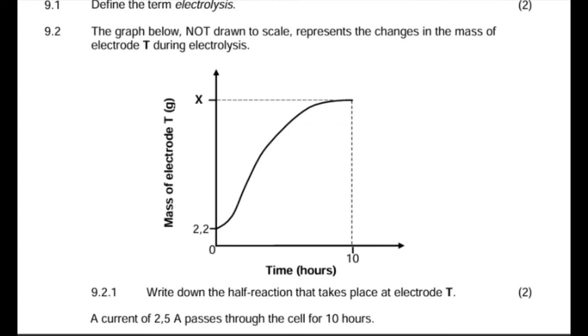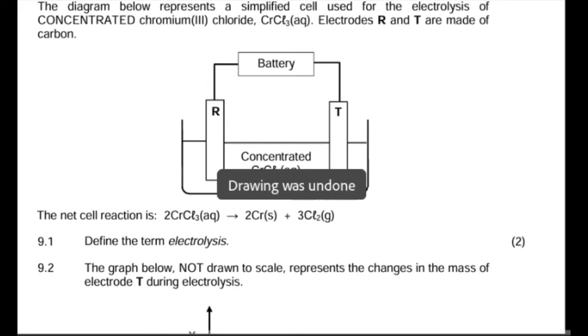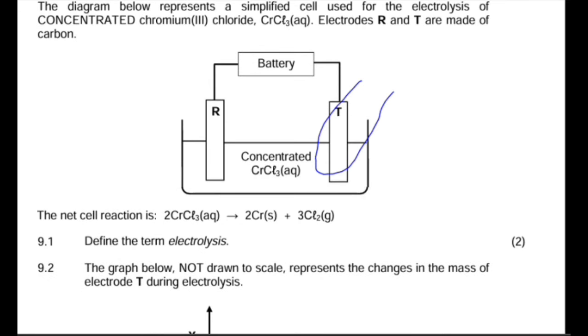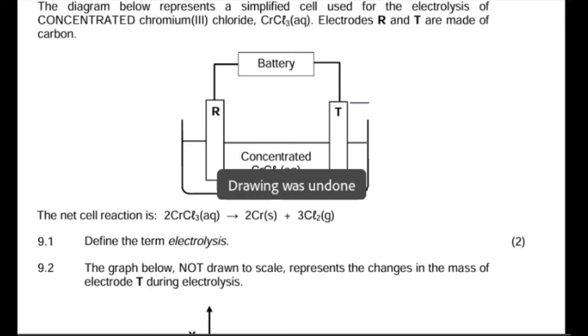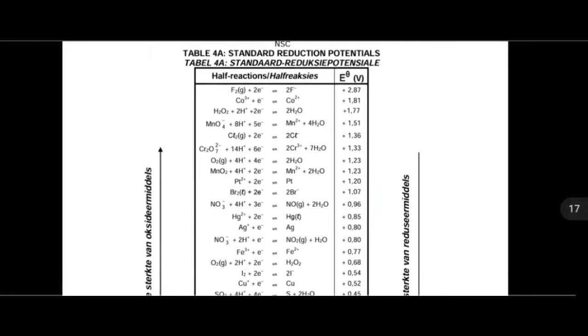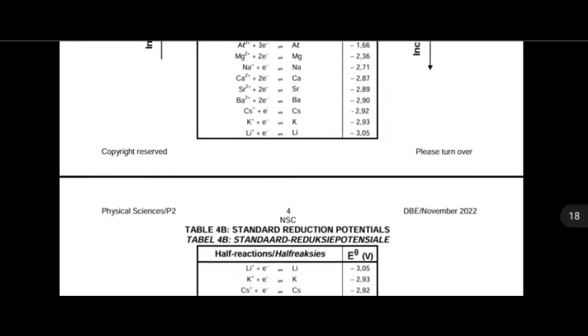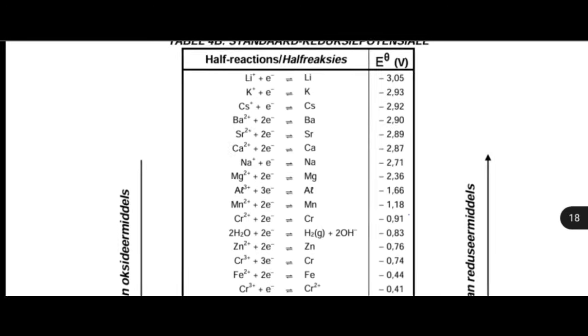Now they say write down the half reaction that takes place at electrode T. Since it's the cathode, it's going to be negative, right? Now let's talk about the splitting of this stuff. We're looking for chromium. This is for 4A, and let me use 4B. Whether I use 4A or 4B, we'll get the same result. It's just that I'm used to 4B, not that 4A is difficult. It's by no means difficult. It's because I know where most of the compounds are in 4B since I've been using it a lot. But whether I use 4A or 4B, it's exactly the same.